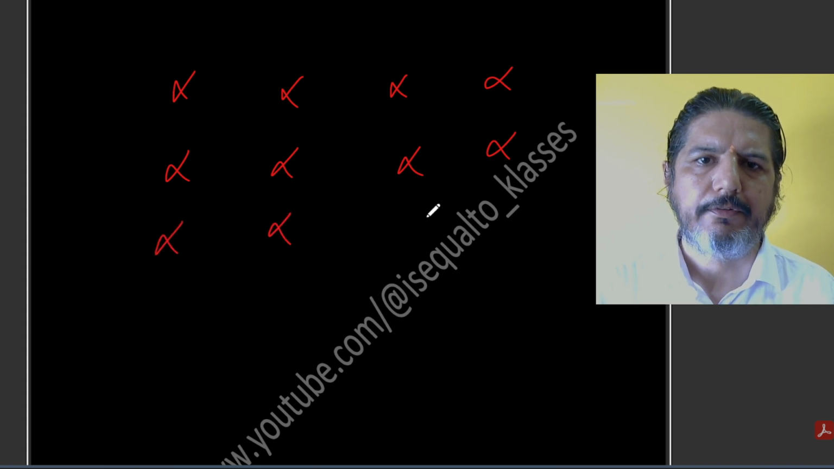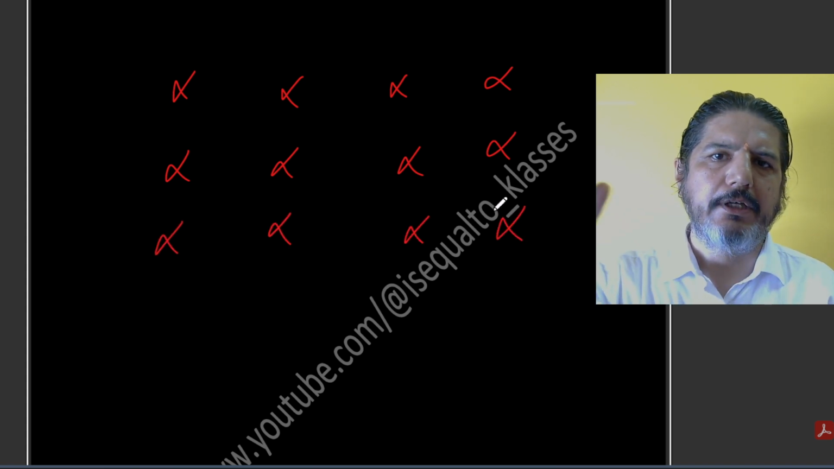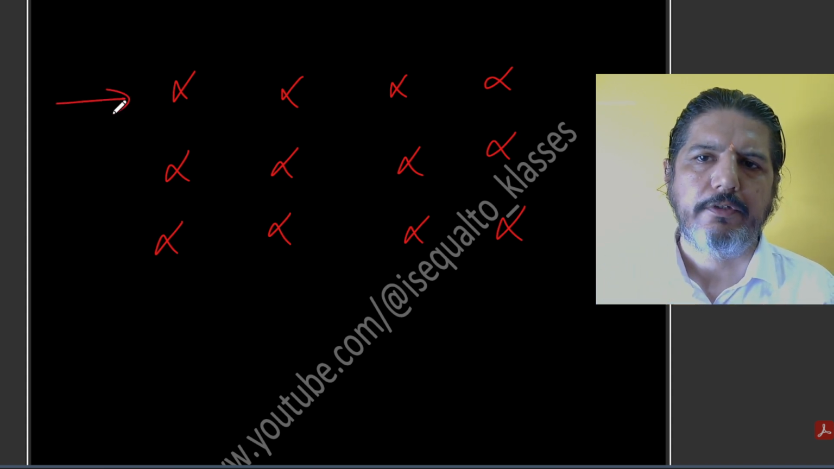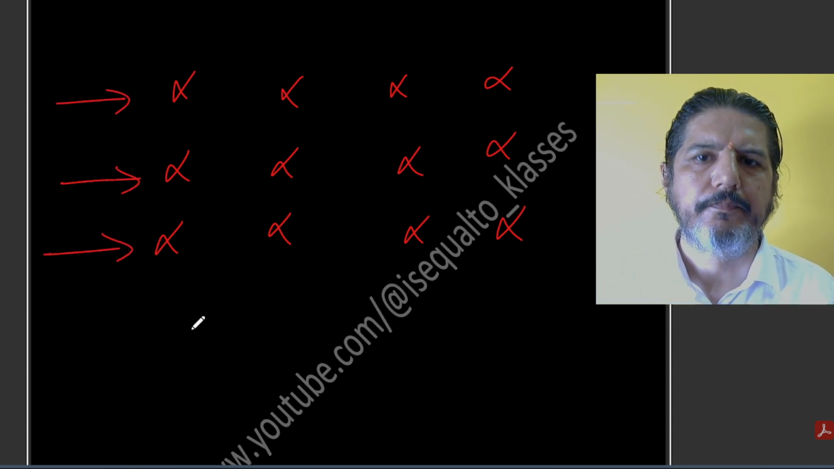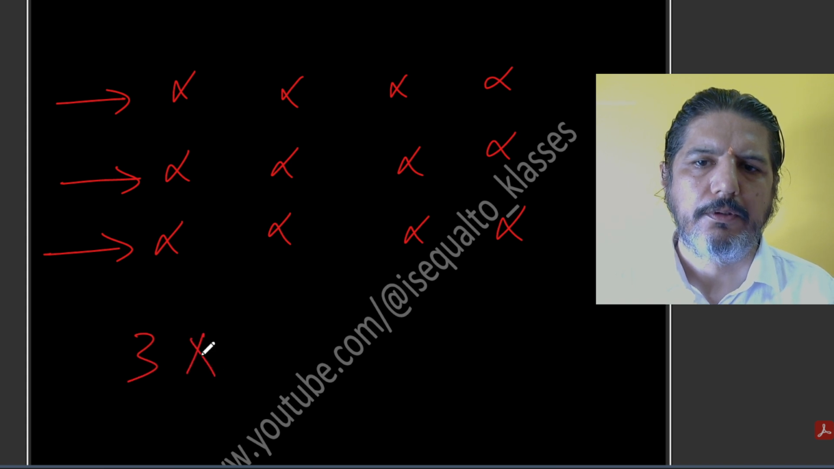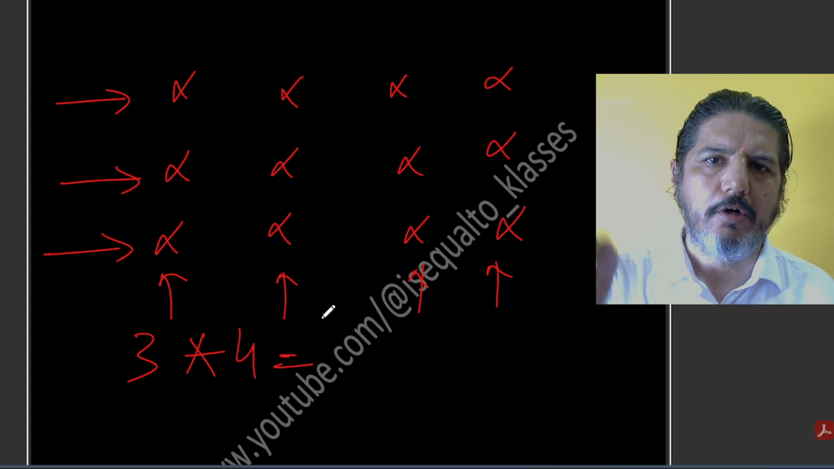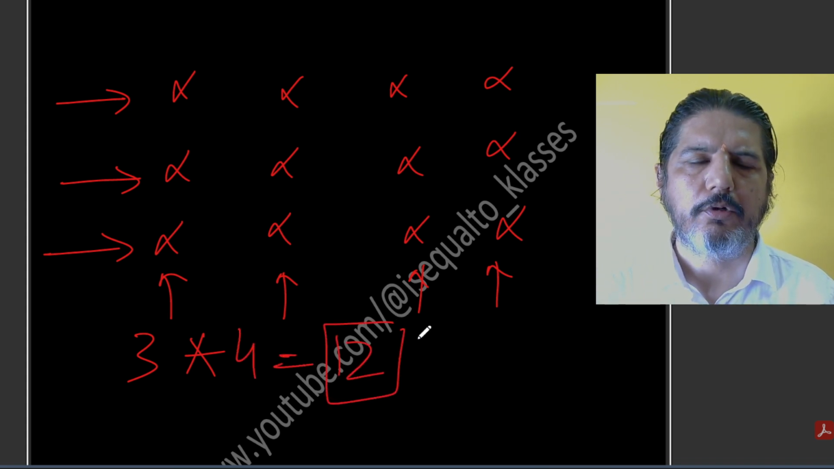Let's take another example. I want to make it as simple as possible. We have a situation like this, where let us assume these are trees. Now, first row, second row, third row. So there are 3 rows. First column, second column, third column, fourth column. So there are 4 columns. So how many trees would be there? There would be 3 into 4, 12 trees.